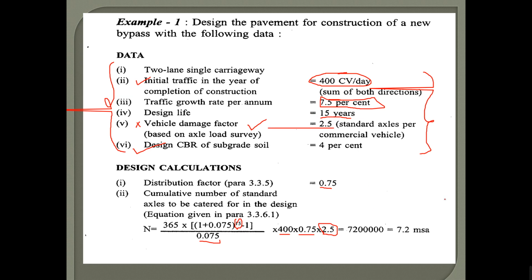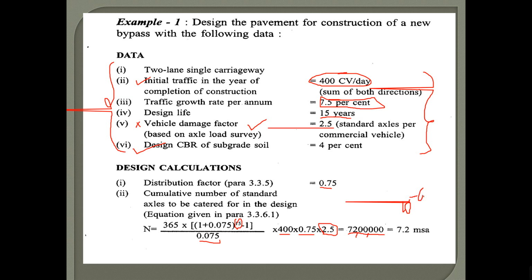After having calculated the value of this N, we get the resulting value. So in terms of standard axles, million standard axles, what will be the multiple of 10 here? 1, 2, 3, 4, 5, 6. So the multiple of 10 will be called million, 10 to the power of 6. What is this called?